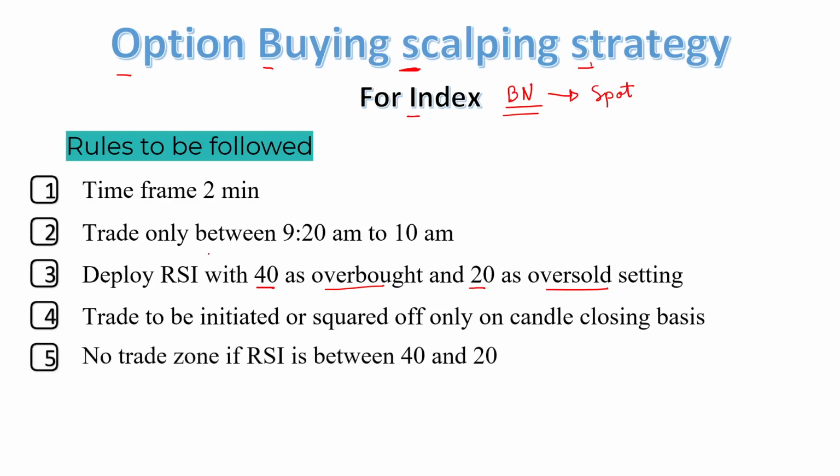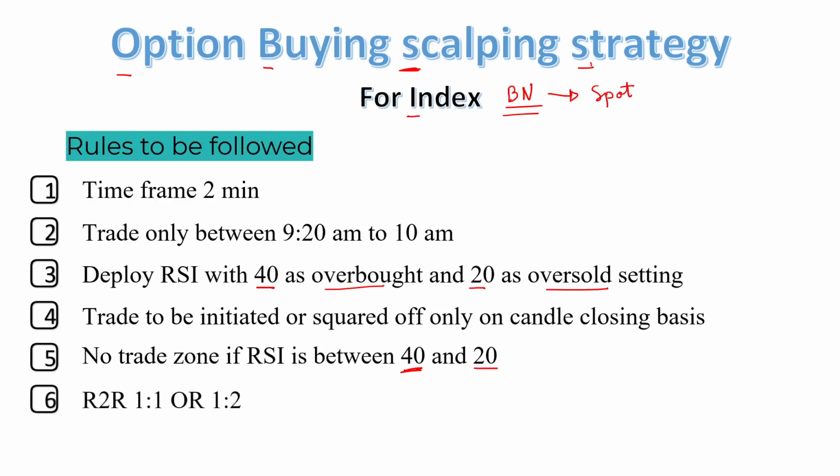The fifth rule says no trade zone if RSI is between 40 and 20. If the value of RSI comes anywhere between 40 and 20, you just don't have to take a trade because the momentum will be absolutely missing in that particular chart. And if you trade, you will get into multiple stop losses being hit and you get into over trading.